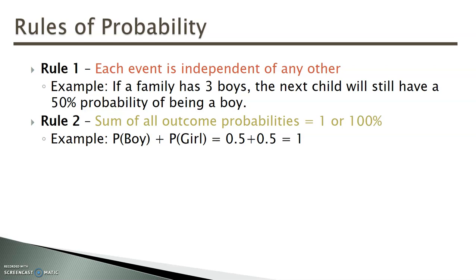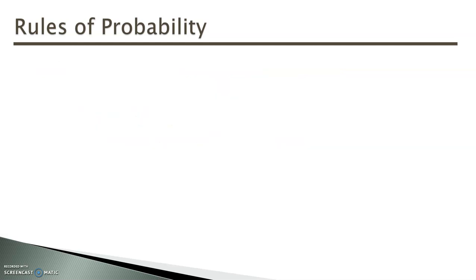Same thing with a die. If you rolled a die, the chance of getting a 1 is 1 out of 6. 2 is 1 out of 6, 3 is 1 out of 6. They're all 1 out of 6 and there's 6 of them. So if you add 1 out of 6 together 6 times, it equals 1. This is a really great way for you to double check your math as you're going through this lab.